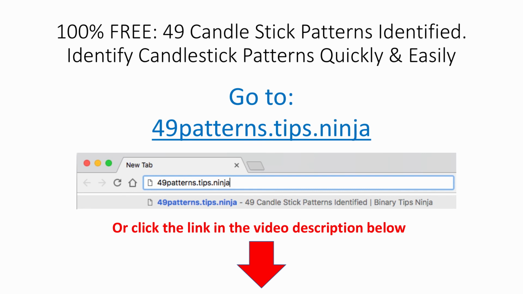Try to match those reversal patterns in with the support and resistance, and you could potentially start creating a winning strategy.